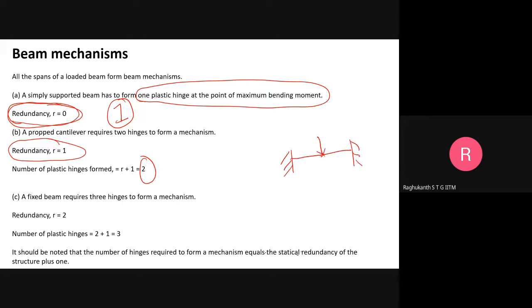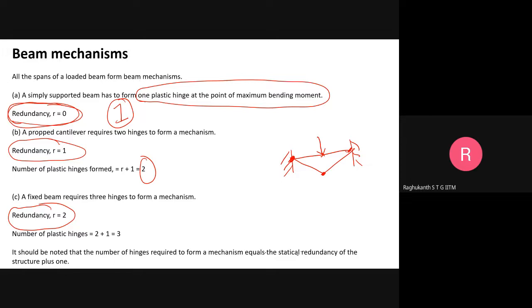only this type, the horizontal reactions you can neglect at the supports. So finally the redundancy is 2. So the number of plastic hinges required is 3: one hinge here, one hinge here, one hinge here. You followed? So basically 3 hinges are required for collapse of this one.